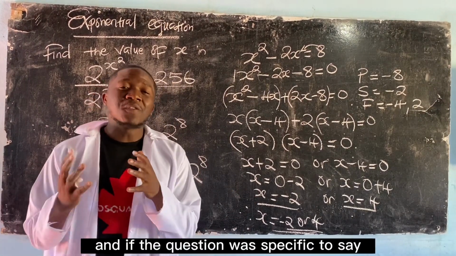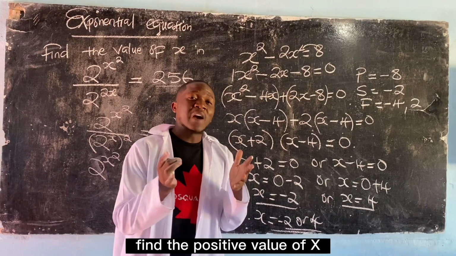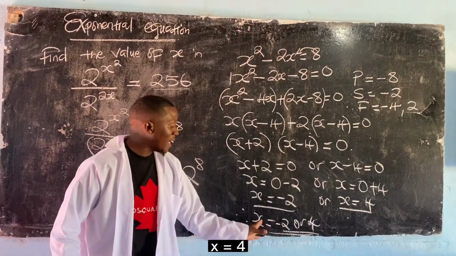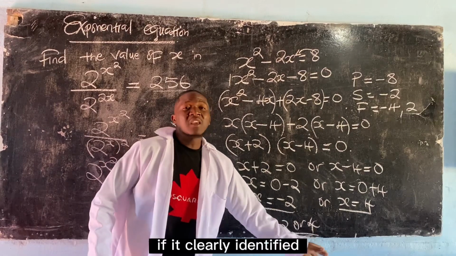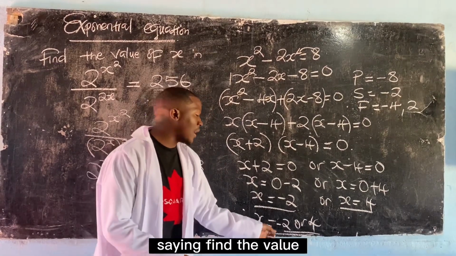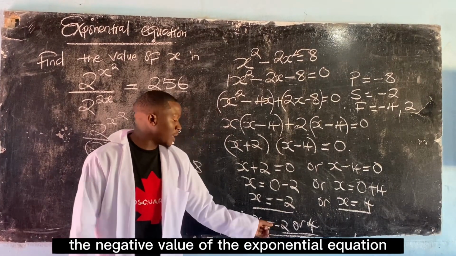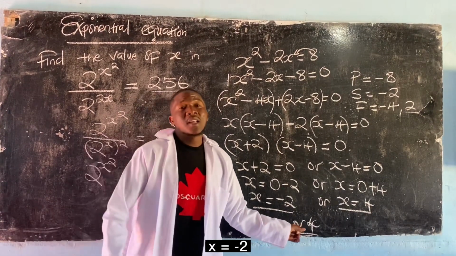And if the question was specific to say find the positive value of x, we should be able to say x equals positive 4. If it clearly said find the negative value of the exponential equation, the answer is x equals negative 2.